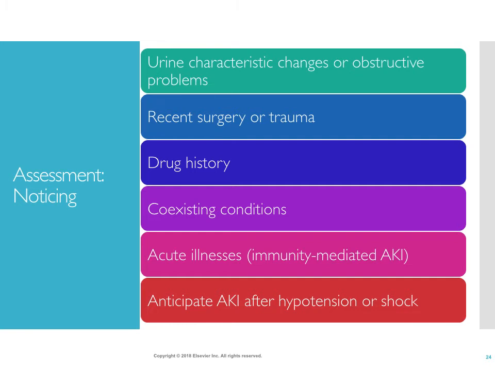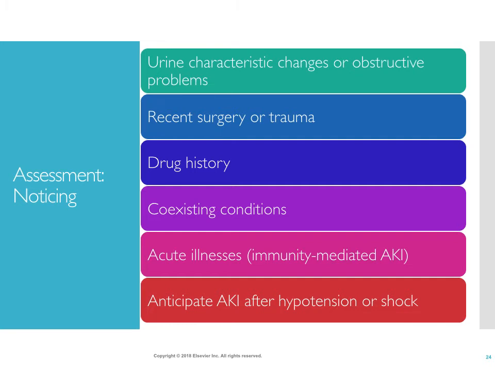When we're assessing, we want to assess for urine characteristic changes or obstruction problems, recent surgery or trauma, drug history, because we know that there's certain drugs. So remember those drugs that can cause kidney or are toxic to the kidney, like gentamicin and vancomycin. We say that they're nephrotoxic, which would mean that they would be an intrinsic kidney failure because it would cause damage to the kidney itself.